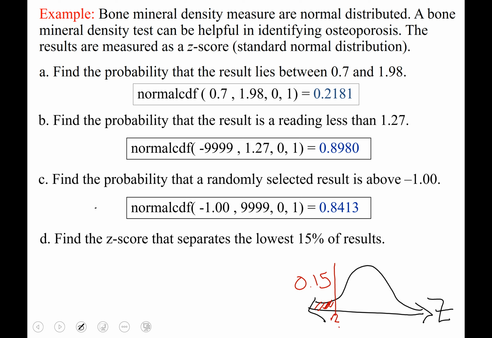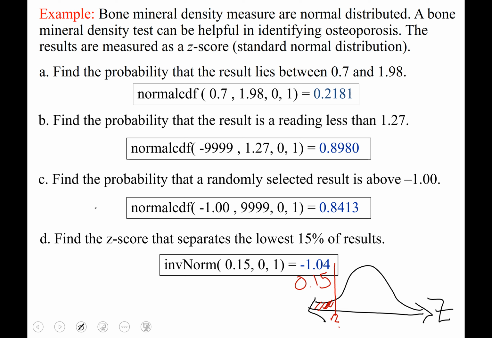So we don't run normal CDF, but rather we run inverse norm. Inverse norm requires 3 inputs. It'd be the area to the left, which is 0.15. Mu is 0, sigma is 1, and if we run that correctly, it turns out that the z-score negative 1.04 will be the dividing z-score of the bottom 15%.